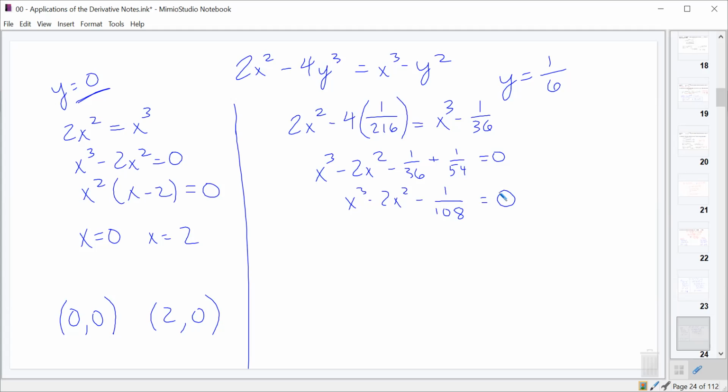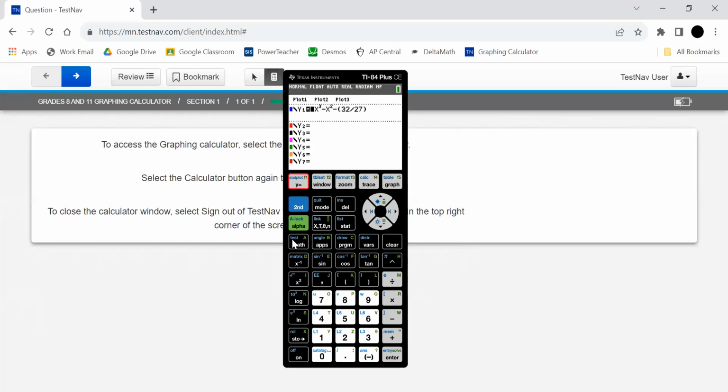And once again, we'll need to go into our graphing calculator in order to solve that equation. We'll hit y equals. We'll clear out the one we've already got in there. We'll put in x to the 3rd power minus 2x squared minus 1/108. You can use the fraction button or otherwise put it into parentheses. And when we graph, we end up with something that looks like this.